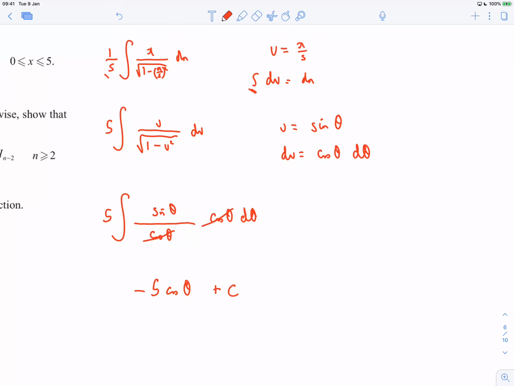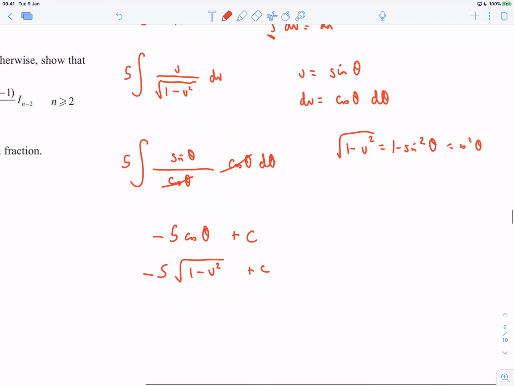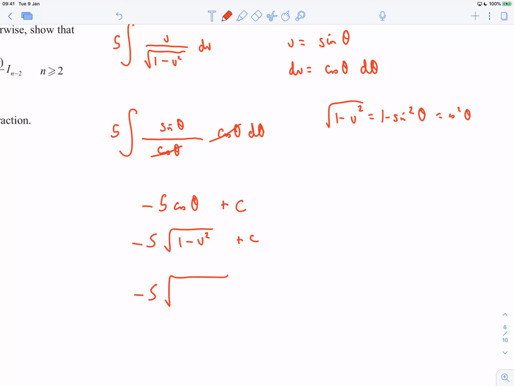If sine theta equals u, then what have we got here? Then u squared equals sine squared theta, and 1 minus u squared equals 1 minus sine squared, which is going to give a cosine squared theta. So if I square root that, I'll actually get minus 5 lots of the square root of 1 minus u squared plus c. Technically I square rooted it, so it could be the plus or minus square root. I'm going to take the principal branch of the positive one for now, and I'm going to check to see what happens here. And then finally u was x over 5, so this becomes minus 5 times the square root of 1 minus x over 5 all squared, plus c.